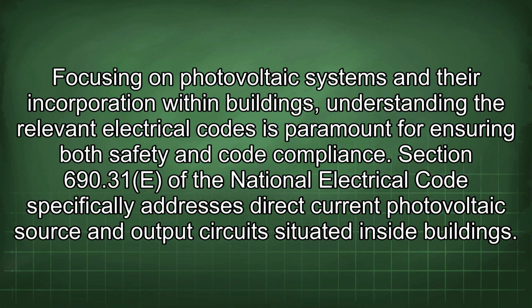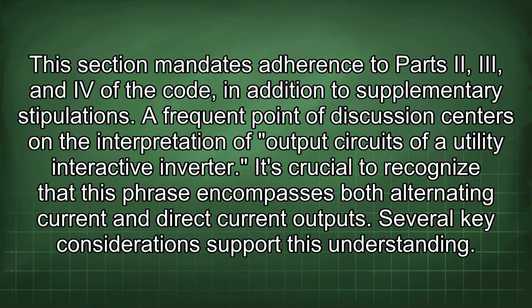Focusing on photovoltaic systems and their incorporation within buildings, understanding the relevant electrical codes is paramount for ensuring both safety and code compliance. Section 690.31(E) of the National Electrical Code specifically addresses direct current photovoltaic source and output circuits situated inside buildings. This section mandates adherence to parts II, III, and IV of the Code, in addition to supplementary stipulations. A frequent point of discussion centers on the interpretation of output circuits of a utility interactive inverter.